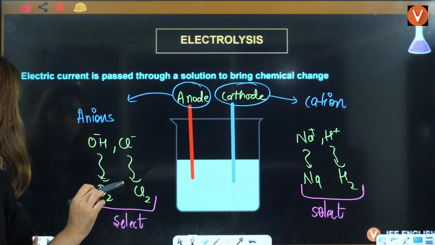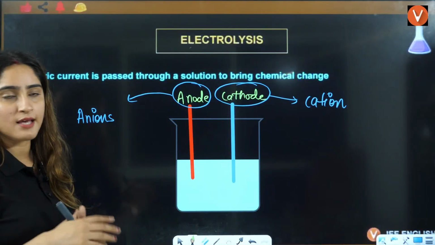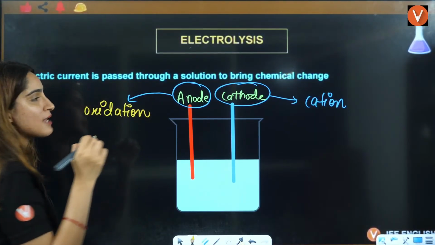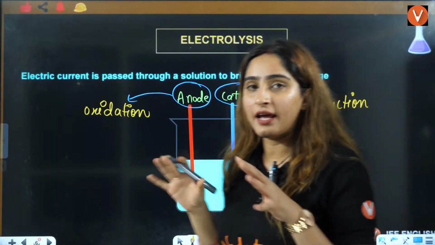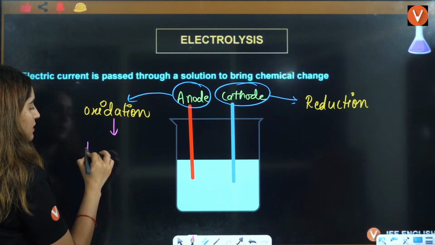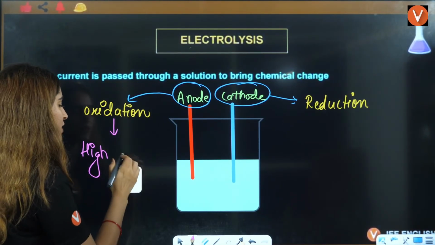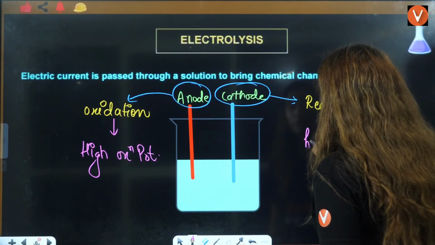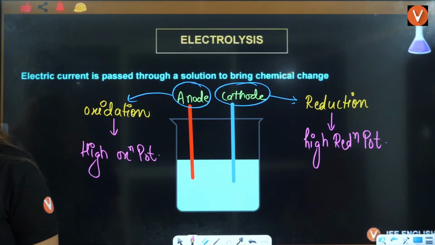For that, we will select from the reduction potential or the oxidation potential. Whenever I talk about cations and anions, we know that what happens at the anode is oxidation, and what happens at the cathode is reduction. So at the anode, we choose the metal or ion that has high oxidation potential. And at the cathode, that thing will be chosen which has very high reduction potential.